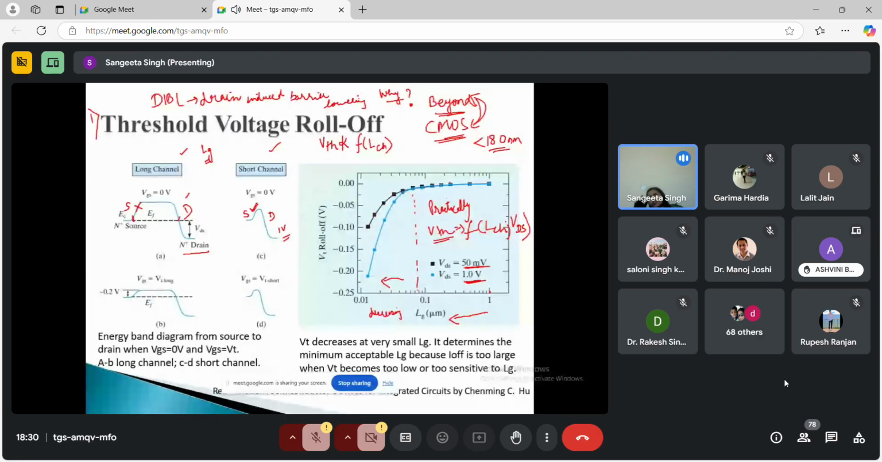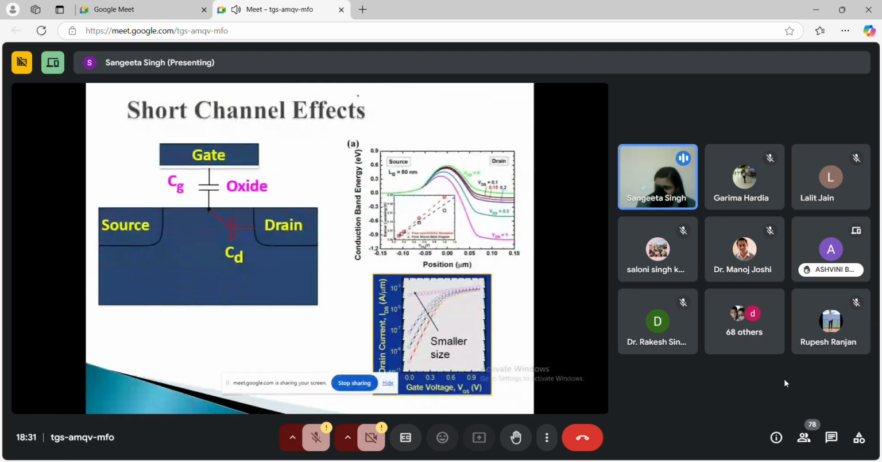Ideally, VTH is not channel length dependent, but practically it is dependent on the channel length. And if the channel length is decreasing, my threshold VTH roll off is also increasing, and it is also dependent on the applied bias. So yes, this might degrade my net circuit performance. That is why people thought, okay, fine, let us try to get something which is beyond CMOS, right?